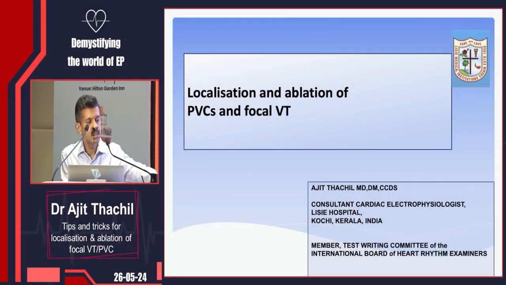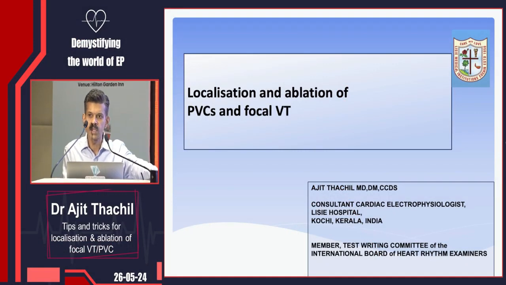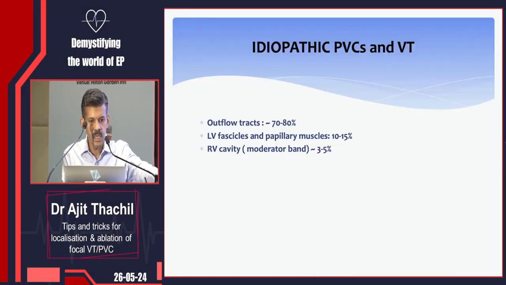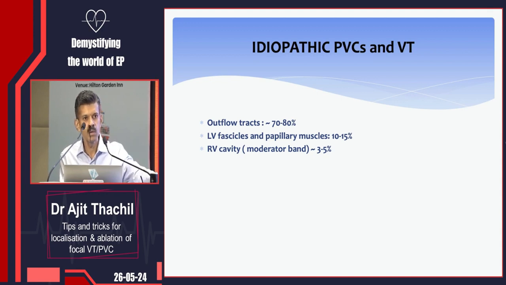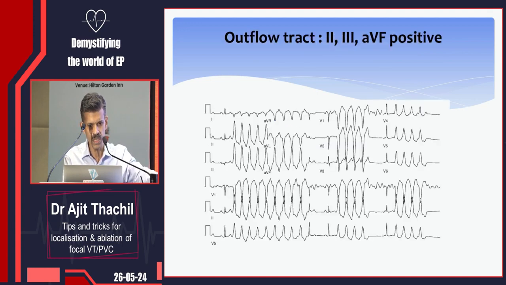I'll just stick to a few basic principles that one should keep in mind. Most of the idiopathic PVCs or focal PVCs and VT come from the outflow tract. So it's imperative that you must be very clear about mapping and ablation of outflow tract PVCs. After the outflow tract, the most common sites are the left ventricular fascicles and the papillary muscles, and then some uncommon sites. So if you get the first two right, that will cover most of it.